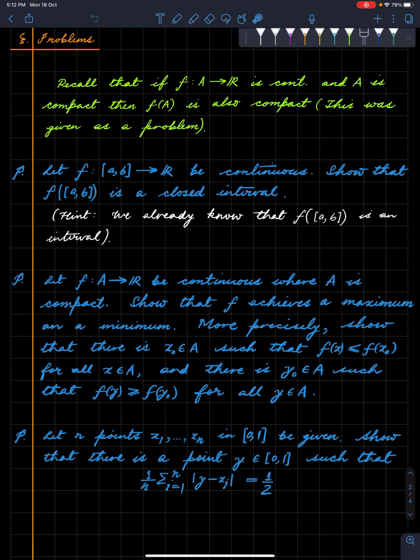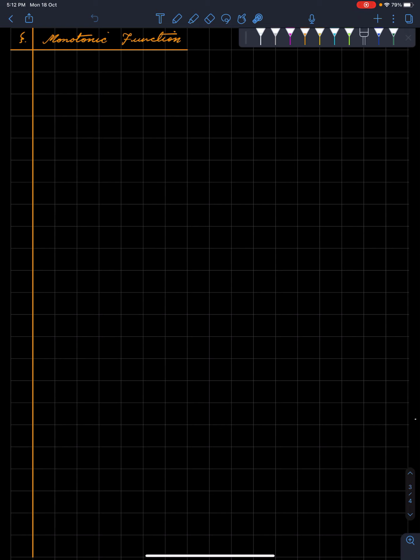These are the problems, and now let us look at the definitions that we need. So we defined the notion of monotonic sequences previously, but now let us define a more general notion of a monotonic function. So let f: S → R be a function.